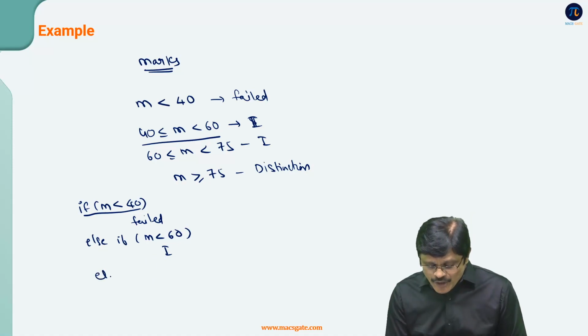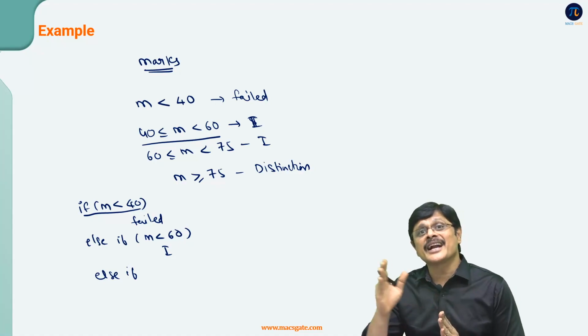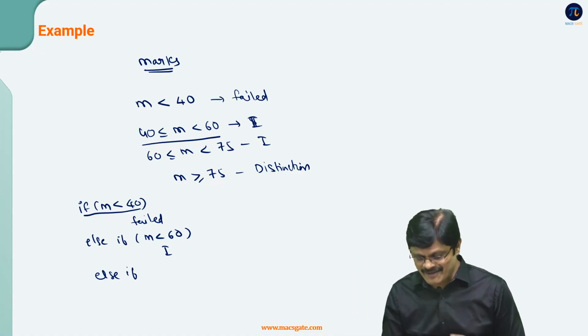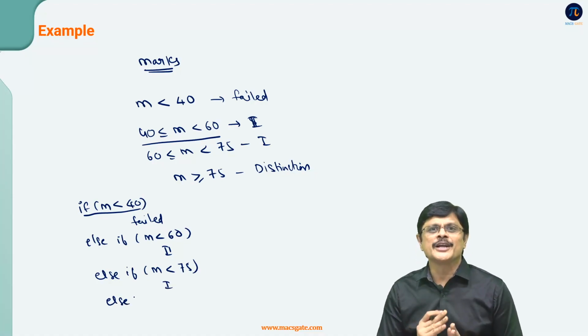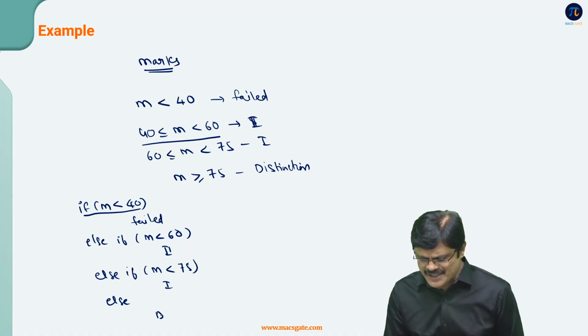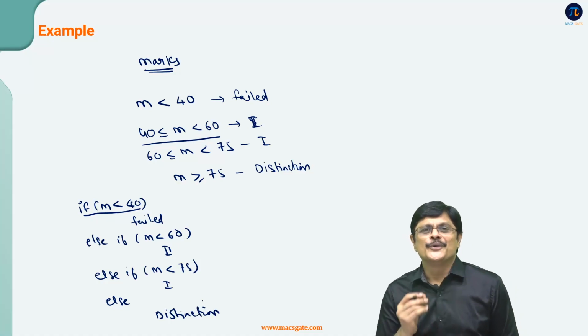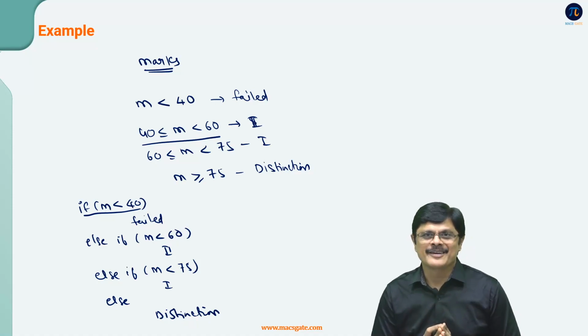Suppose even that is wrong, else, now definitely you know marks are greater than or equal to 60, we have to stop at 75. We just need to check whether it is less than 75. Then we print first division. Else, now definitely you know it is greater than or equal to 75, no need of writing the condition. So here we write distinction. So this is how we can write logic for such programs, my dear friends.